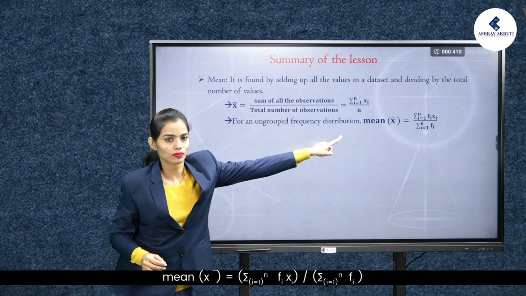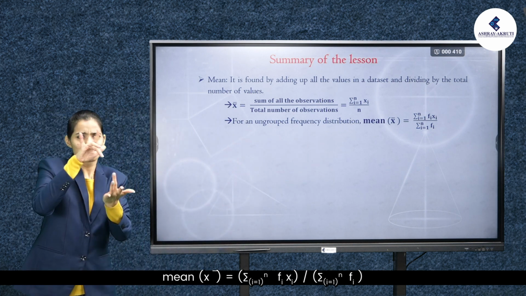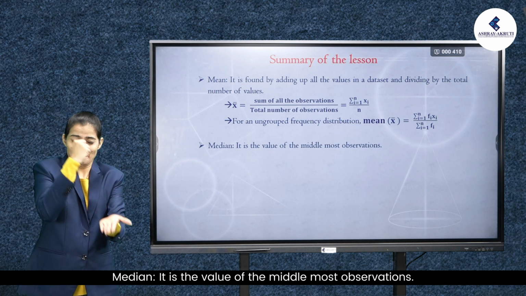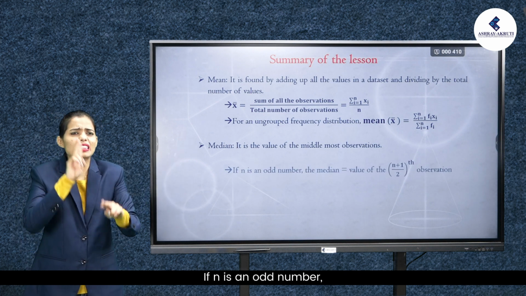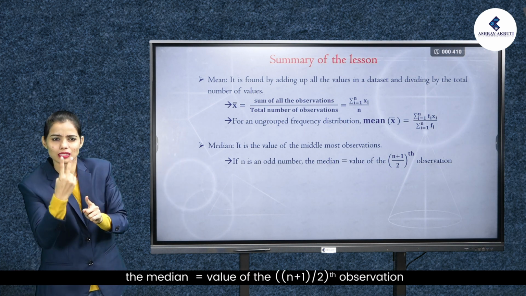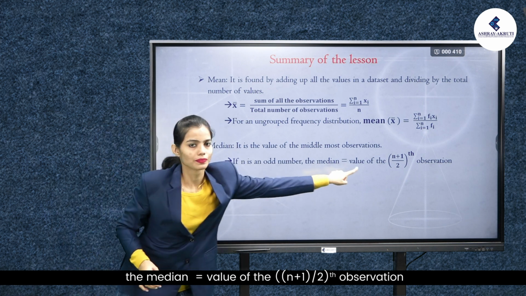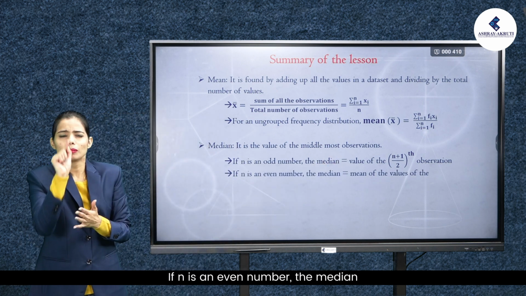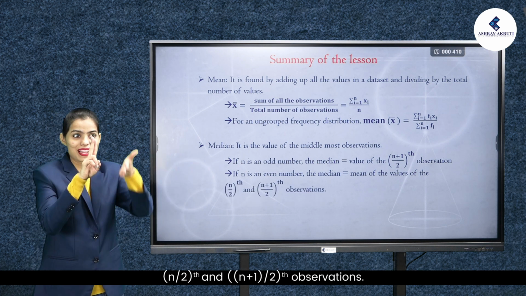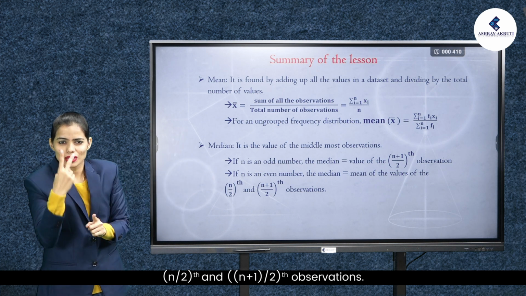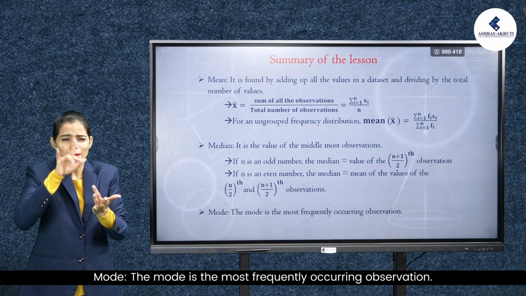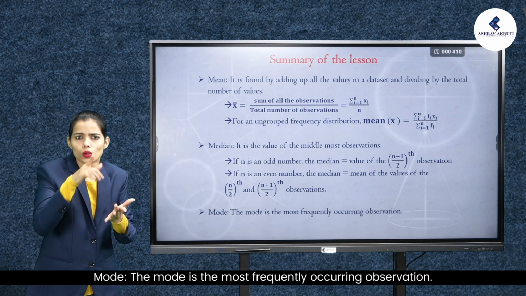Median. It is the value of the middlemost observation. If n is an odd number, the median is equal to the value of the (n plus 1) by 2th observation. If n is an even number, the median is equal to the mean of the values of the n by 2th and (n plus 1) by 2th observations. Mode. The mode is the most frequently occurring observation.